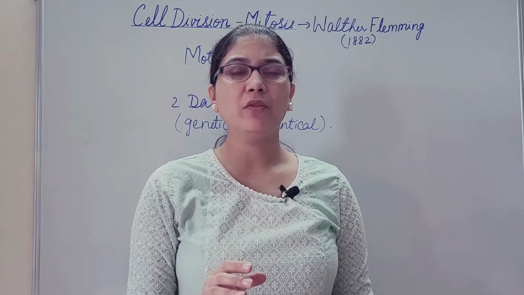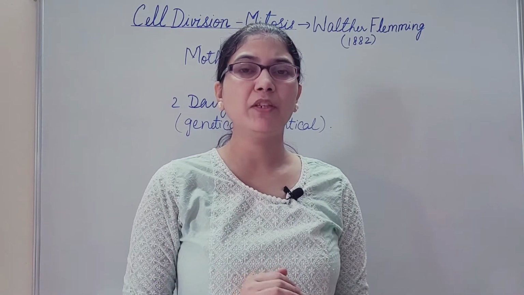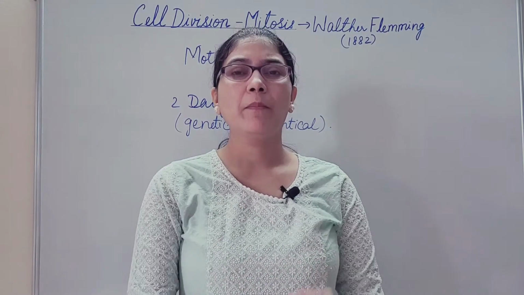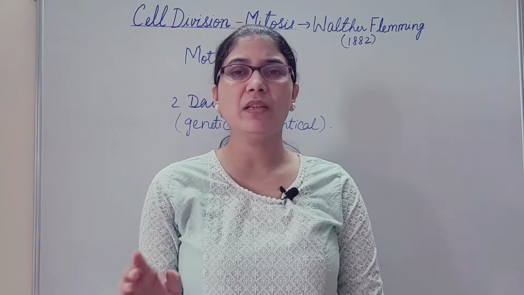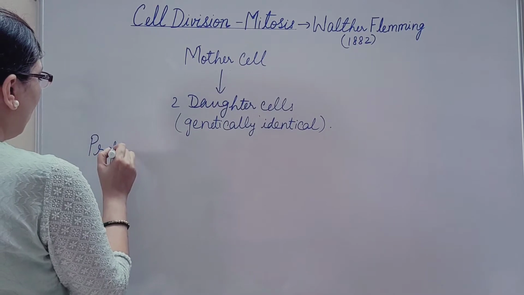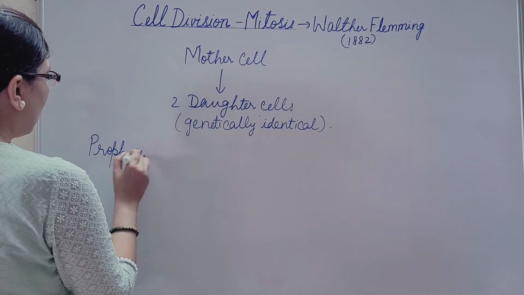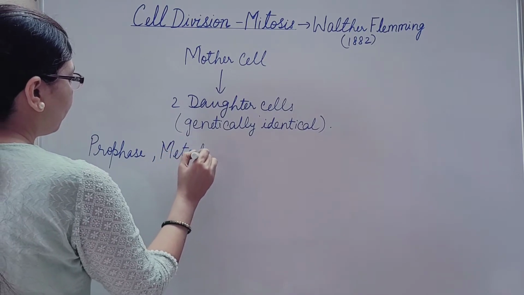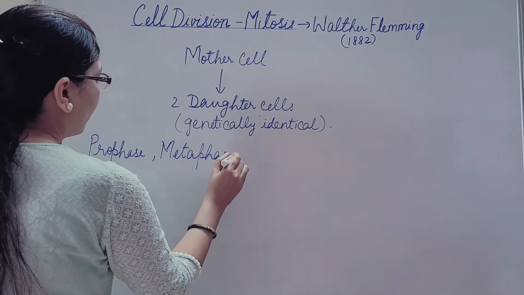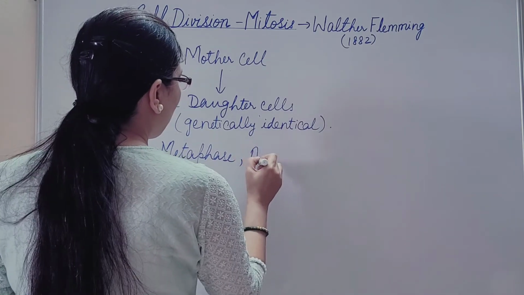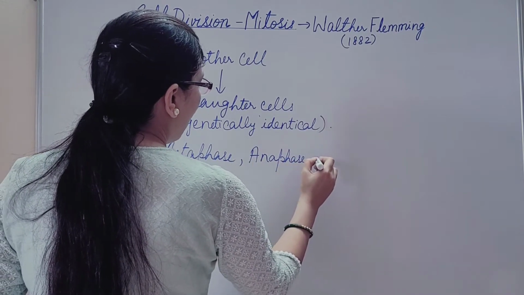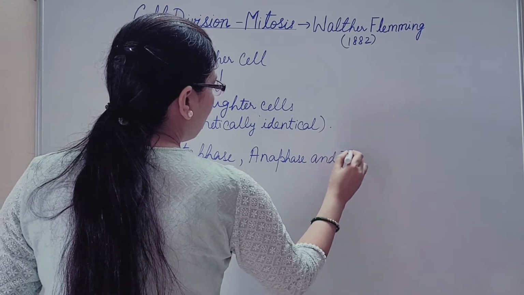In this mitosis, one round of the DNA replication is followed by single round of chromosome separation. Mitosis is a continuous process. It is basically divided into four substages known as prophase, metaphase, anaphase and telophase.